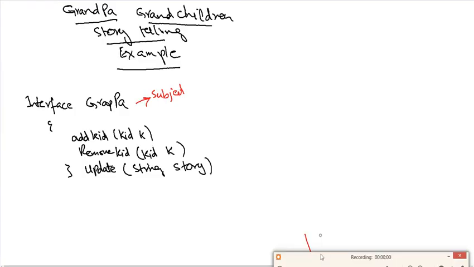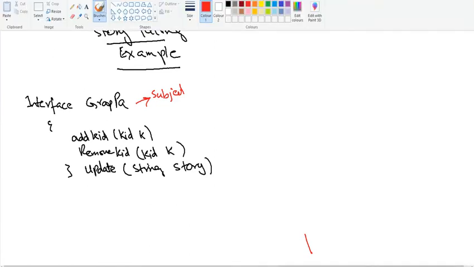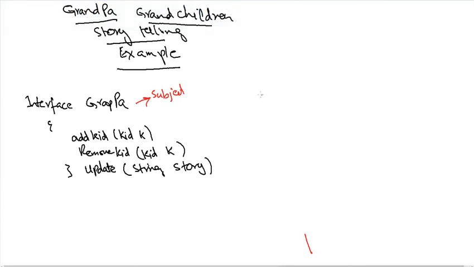Now let's implement this Grandpa interface. Let's say this is our class. Let's call it RealGrandpa, which implements Grandpa. So we are going to implement all these functions.